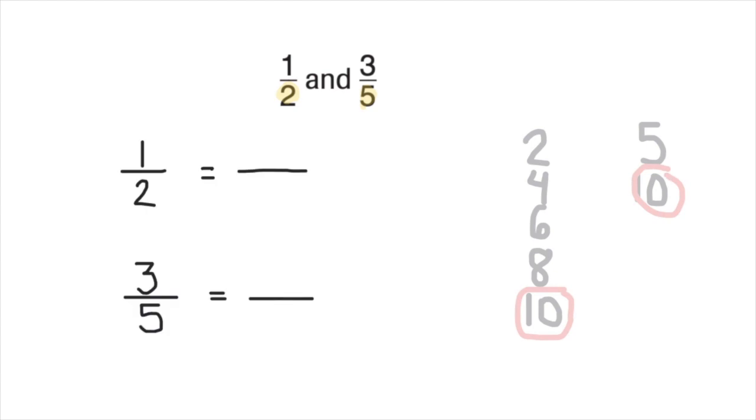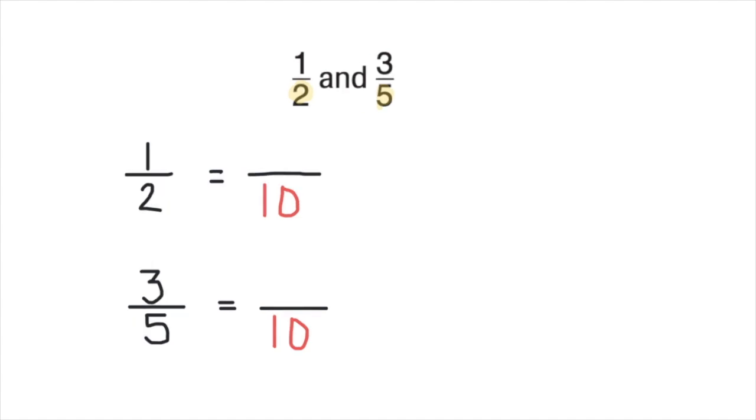Now I want to change those two fractions to have a denominator of 10. So I wrote my fractions as having a denominator of 10, but we have to ask ourselves what we do to the denominator to make it a 10. So 1/2, our denominator is 2. 2 times what gives you 10? Well, that would be 5. So I have to do the same thing to the numerator in order to generate an equivalent fraction. 1 times 5 is 5.